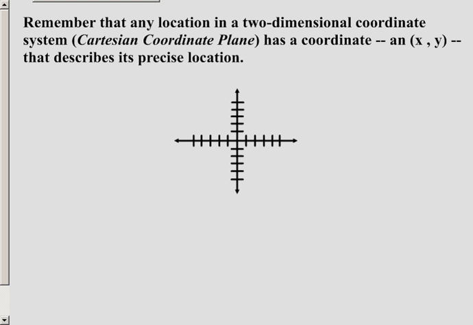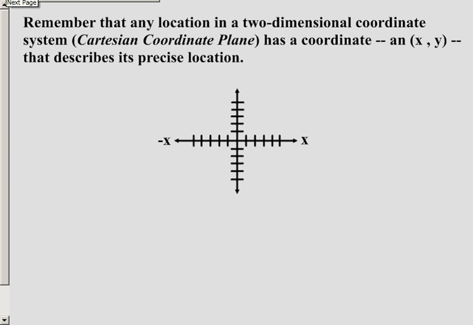Okay, here is a basic Cartesian coordinate plane. It consists of two axes, one running left to right, the other one running up and down. They intersect at a location that is called the origin. That is the coordinate 0, 0. Now, all the other points are going to have values that relate to how they line up with these axes.